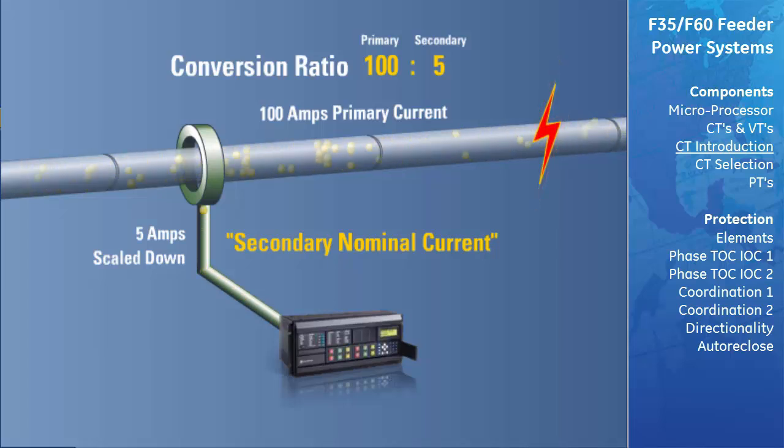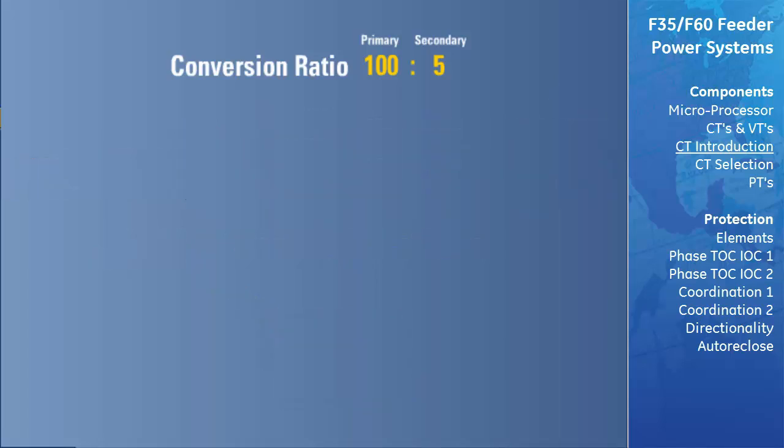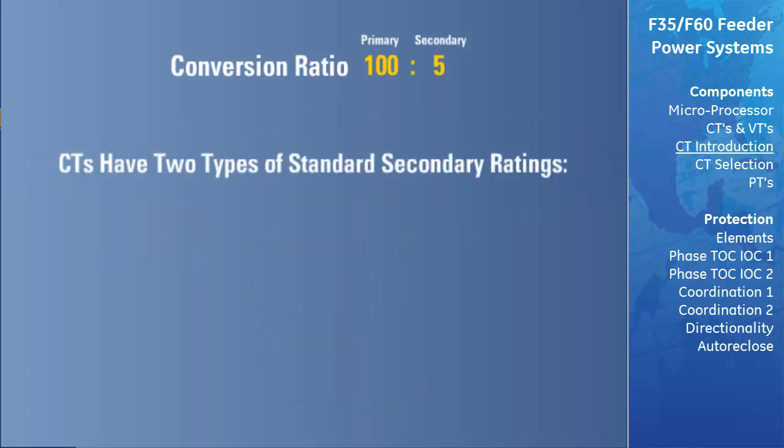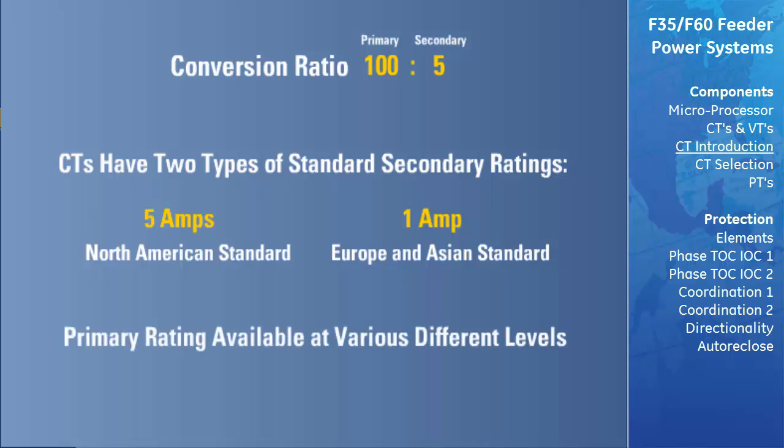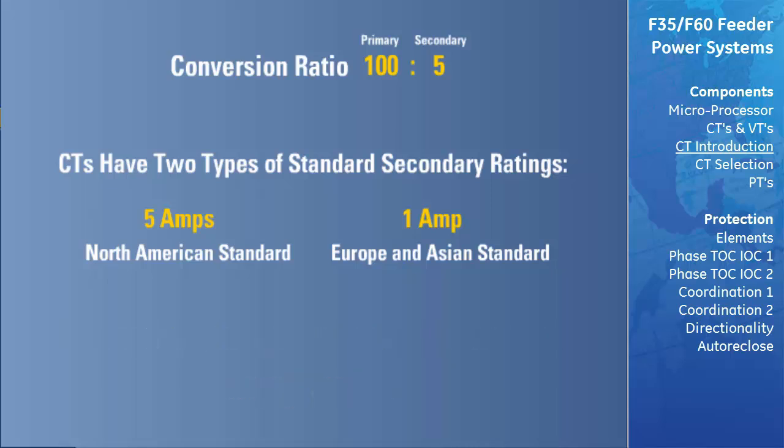If a fault were to occur on this phase that increases the primary current to 200 amps, then 10 amps would be passed to the relay through the secondary windings consistent with the ratio. CTs have two types of secondary ratings, 5 amps and 1 amp respectively. 5 amps is typically the North American standard, while 1 amp is used in Europe and Asia. Primary ratings are available in various different levels, for example 100, 150, 200, etc.